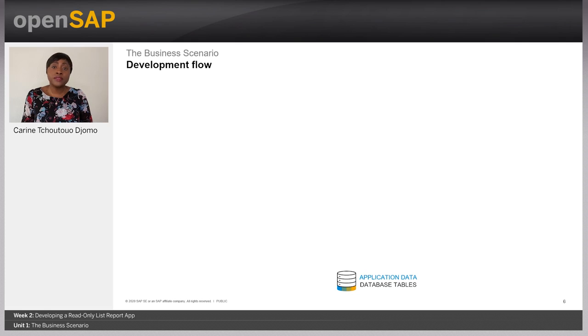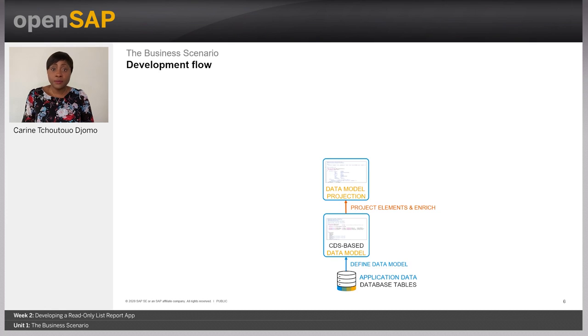First, we will create the database tables for storing the travel and booking data. Then, we will define the CDS data model for the travel and the booking entities. In the next step, we will project the part of the data model needed for our travel app and enrich it with additional information at the data model and the metadata model level, with, for example, additional fields and UI semantics.